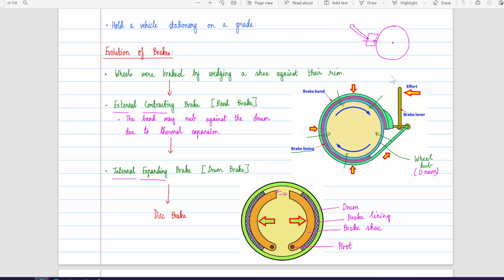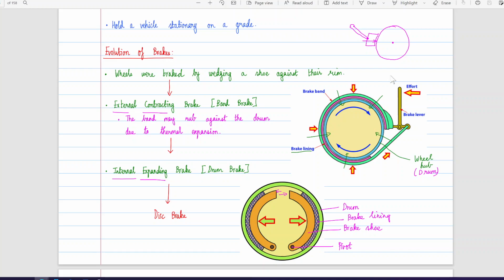So let's quickly go through how the braking system has evolved over time. The initial idea, which we also have in our bicycles, is that we have the rotating rim and we press against it, right? A stationary element which would then result in friction and energy dissipation. So initially wheels were braked by wedging a shoe against their rim, as we used to do in bicycles.